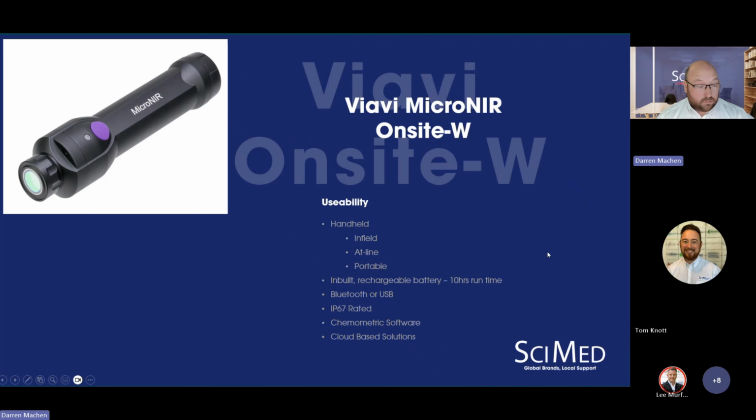It's handheld, which is obviously extremely important when you want to take something out into the field. It's ideal for in-field, at-line, or any other portable analysis that you may have. So if you want to go and visit a customer, you're able to scan the samples right at the point of production. What's really important as well is it's got an inbuilt battery, so it lasts longer than the device you tend to be using, either a mobile phone or a laptop. It has Bluetooth and USB connectivity. It is IP rated, and we do provide chemometric software, which can be very expensive if bought from third parties.